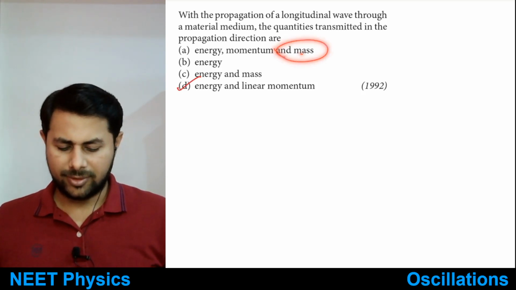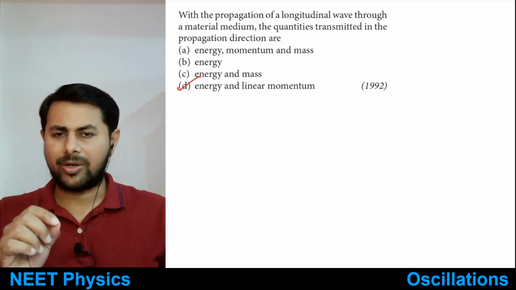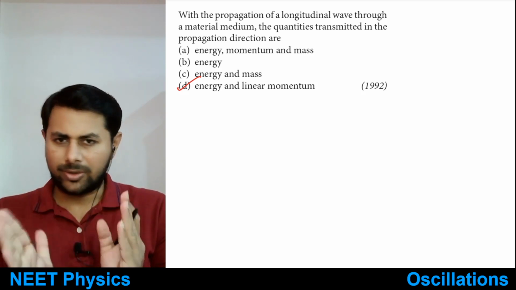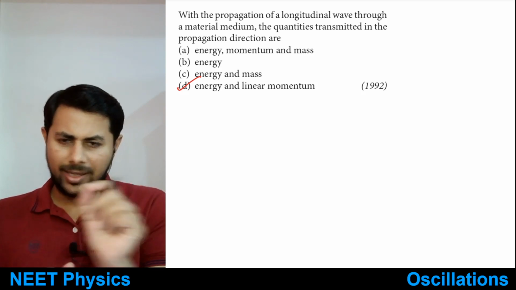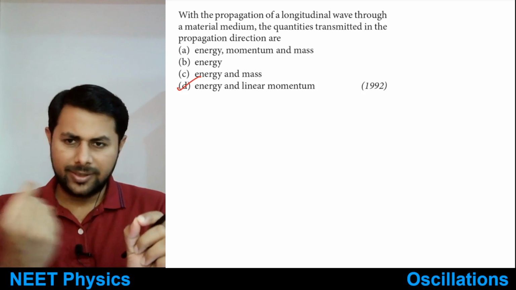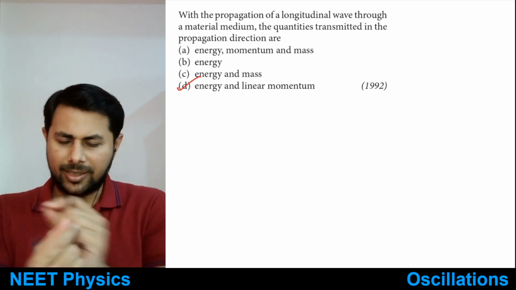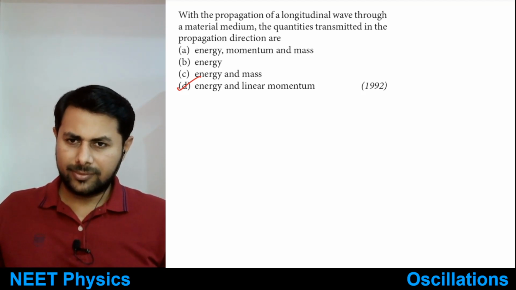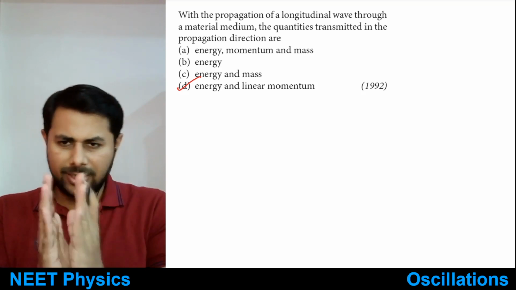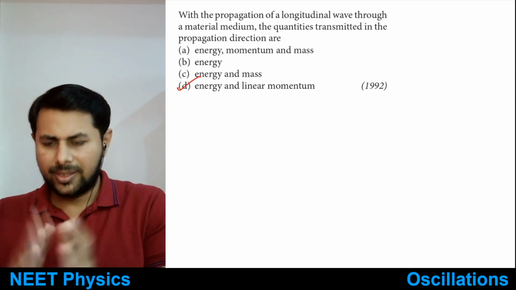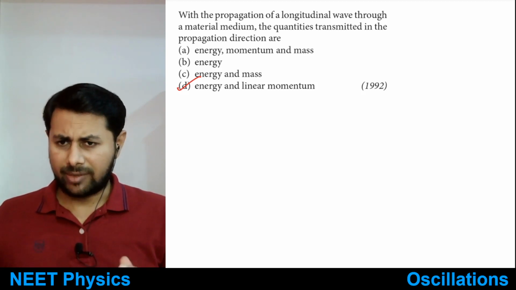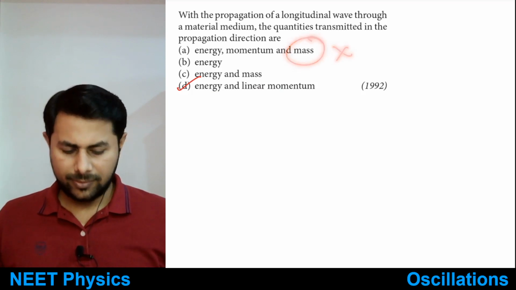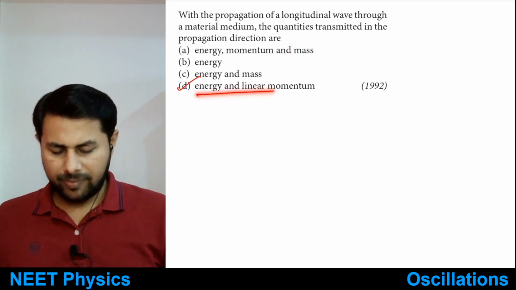Mass is not carried. Why is it not carried? Because particles are not moving from one place to another. They are just oscillating about the mean position. Even in case of a longitudinal wave, the particles oscillate about the mean position. But while this particle oscillates, it collides with other particles and makes them oscillate. The next particle will also oscillate because of collision with this one. So particles are not traveling, the wave is moving; these oscillating particles make the nearby particles oscillate. In this way, the wave is traveling. So it is energy and linear momentum only and not the mass. Very, very basic question, but still it can be asked.